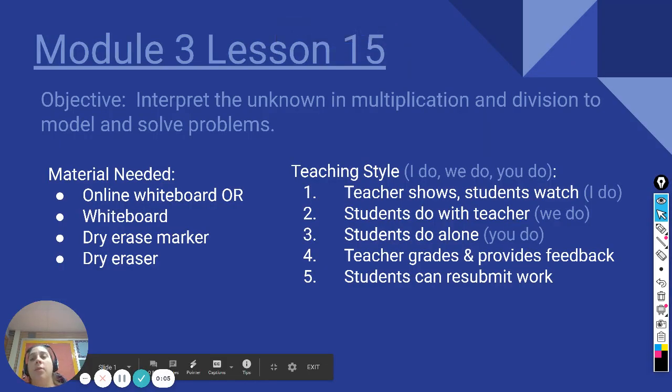Today we're going to continue with day 2 of Module 3, Lesson 15. The objective is to interpret the unknown in multiplication and division to model and solve problems. Last time we did multiplication, today we're going to focus on division. The materials needed for today are your online whiteboard or your whiteboard, dry erase marker and dry eraser. And the teaching style we're going to follow is where I do it, we do it together, and then you do it on your own.